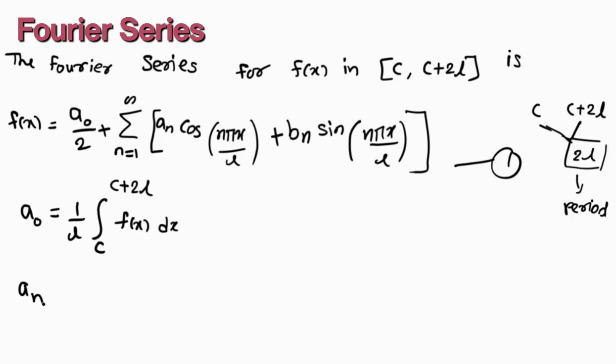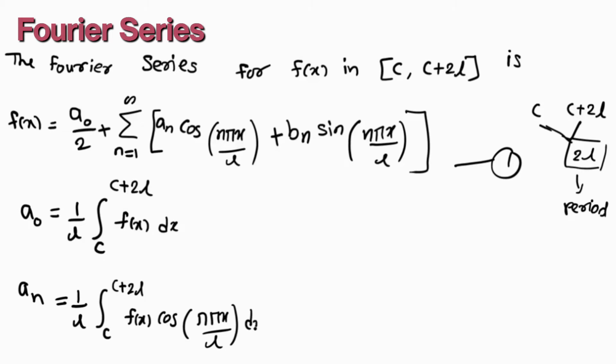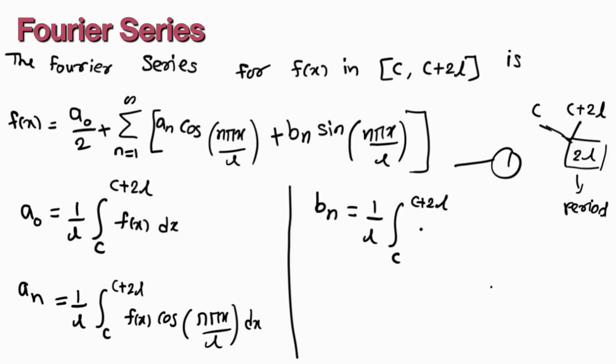And An, see, here An multiplication contains cos. So in the integral also, 1 upon L integration c to c plus 2l f of x into cos n pi x by L dx. Similarly, Bn is 1 upon L integral c to c plus 2L f of x sine n pi x by L dx. Same as An. So here An into cos, that's why the integral contains cos. Bn into sine, so here we are taking f of x into sine.